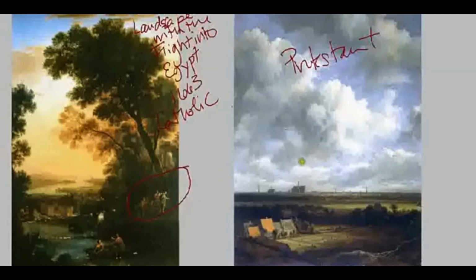So that's a major difference between these two paintings, right? In Jacob van Ruysdael's painting on the right, we have an image of a place. This is clearly identifiable as Haarlem.